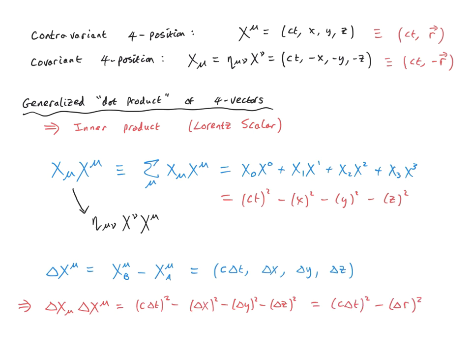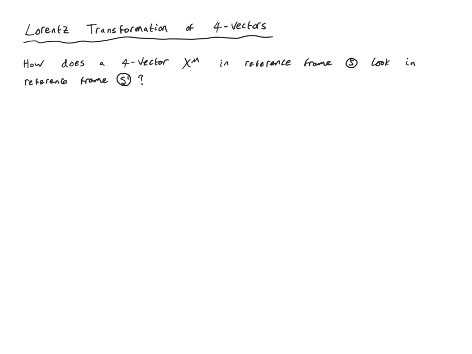Furthermore, we see that here we've obtained the spacetime interval. As we saw in a previous lecture, delta s squared, which we now know to be this Lorentz scalar object, is something that's the same in all inertial reference frames. It doesn't depend on the reference frame we're in, and it's invariant to the Lorentz transformations. We will see that emerging very naturally within this index notation involving 4-vectors when we consider the Lorentz transformations of 4-vectors, which we're going to do now. How does a 4-vector x mu in a reference frame S look in a different reference frame S primed?